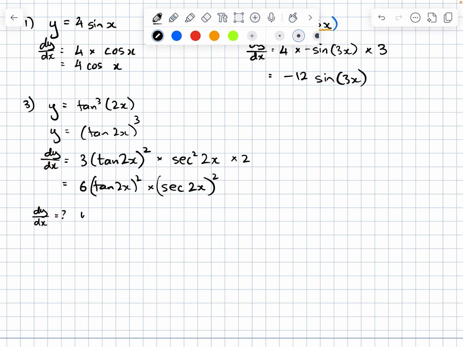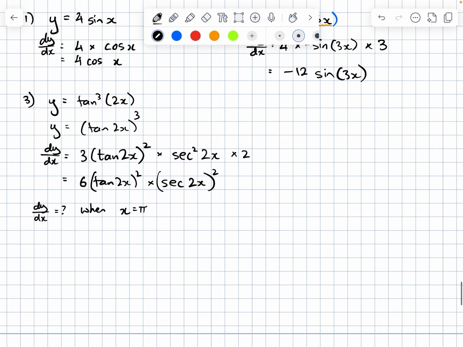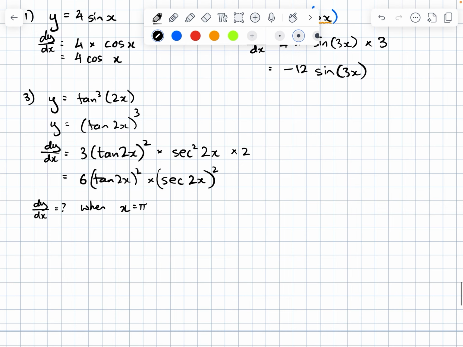Now you may be asked for this question, what is the gradient dy dx when x is pi? So we're just going to substitute into this formula to get that. Now your calculator doesn't have a sec button, so we've got to remember that sec is 1 over cos. So we get 6 times tan 2 pi squared times 1 over cos 2 pi squared. Well, tan 2 pi is 0 and cos 2 pi is 1. We end up with 0.